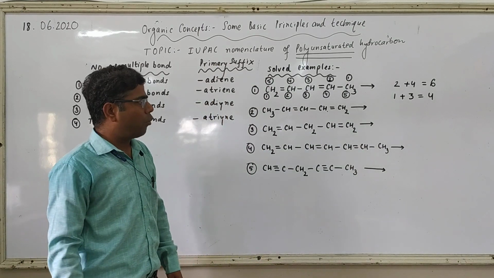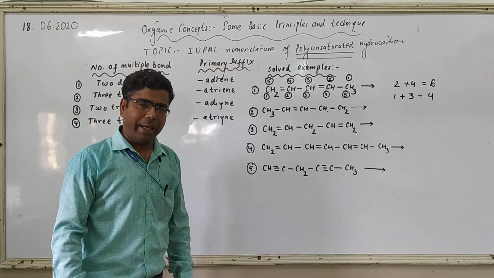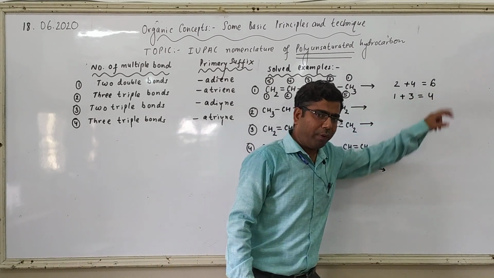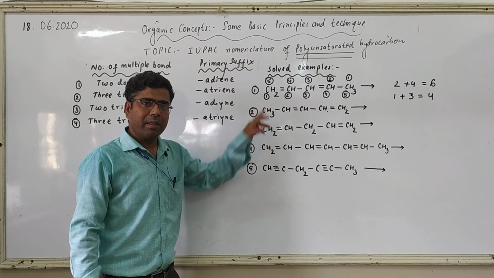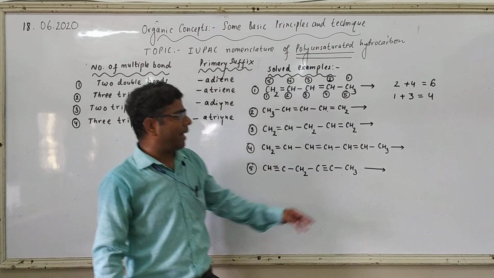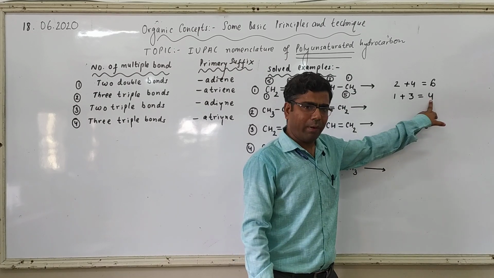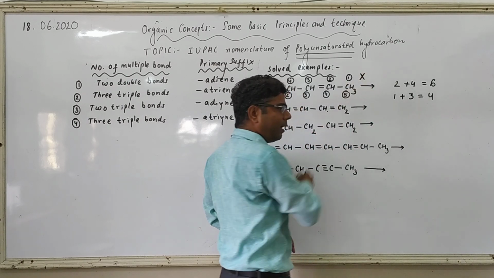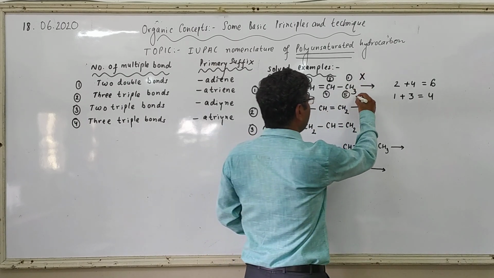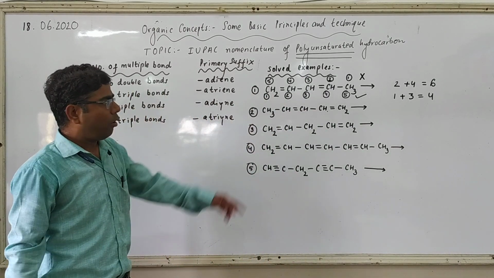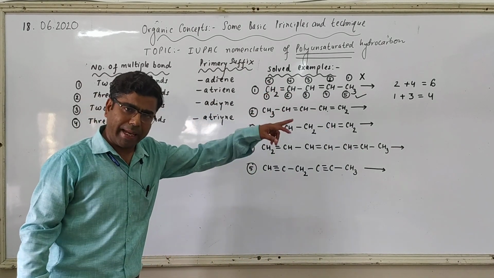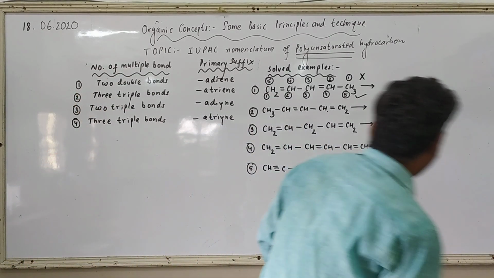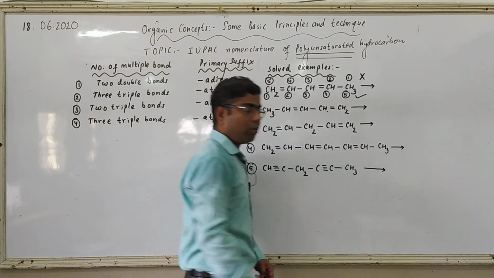So if we start our counting from the right hand side, then the sum of the positions of the double bonds gets value 6. If we start our counting from the left hand side, then the sum gets value 4. Which is lowest? 4 is lowest. So we will not start our counting from the right hand side, rather we will start from the left hand side. So in this case, right hand side numbering is incorrect, while left hand side numbering is correct. Now let us write the nomenclature of this compound.